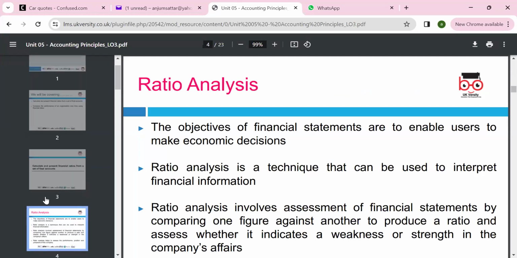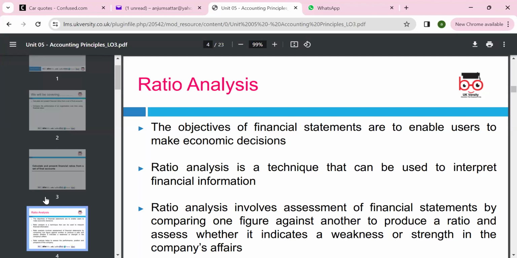The objective of the financial statements is to enable users to make economic decisions. If you're an investor, you can look at the financial statements and calculate these ratios. Say the profit last year was 60% and this year it is 40%, which is a 20% drop in profit. This is an indication that the company's performance is low.